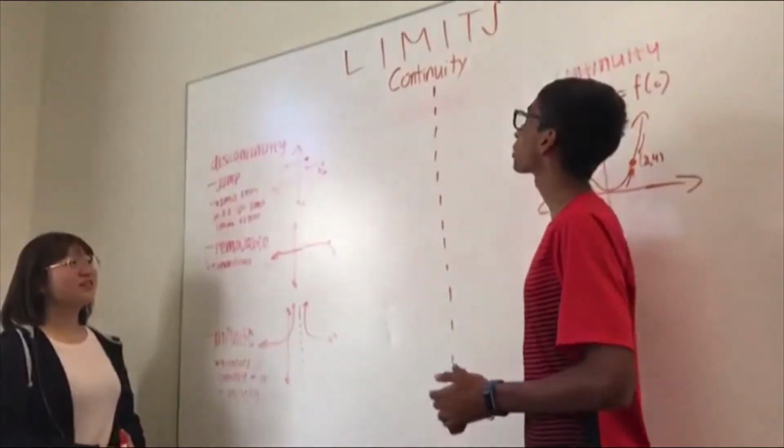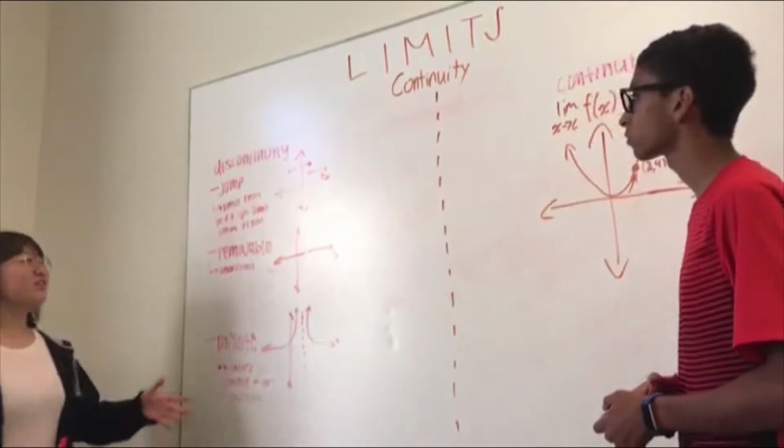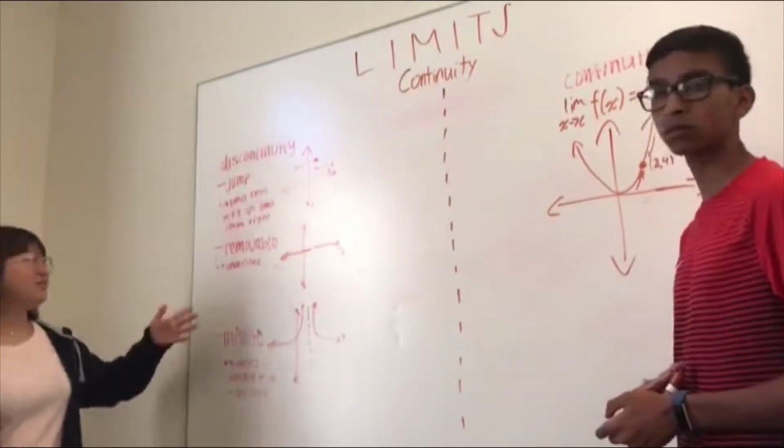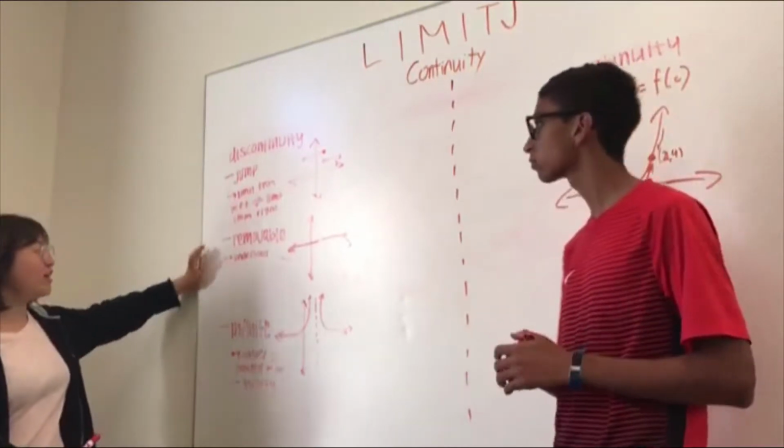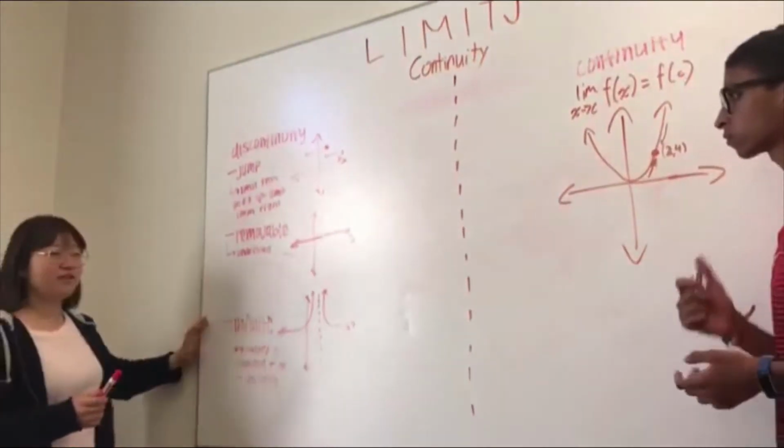So next we're going to explain continuity. You can either have a discontinuity or a continuity. For discontinuities, there are 3 types. You can have a jump discontinuity, a removable discontinuity, or an infinite discontinuity.